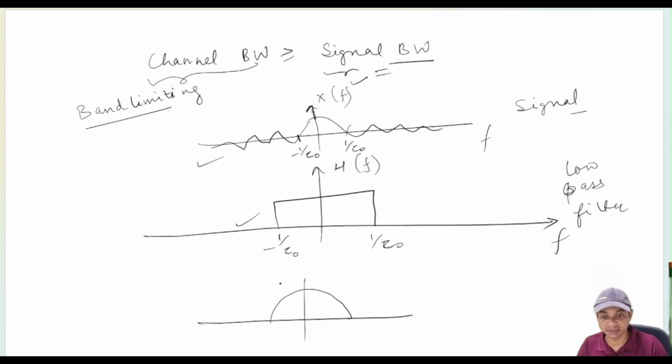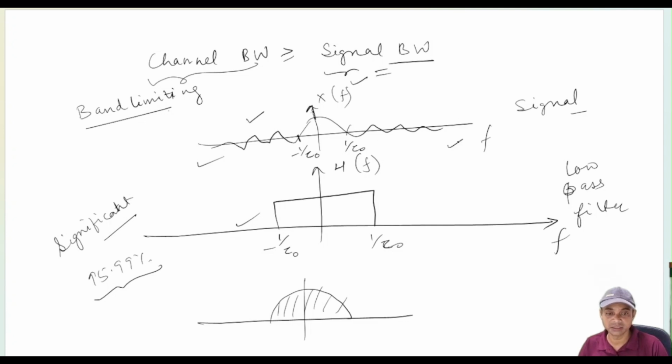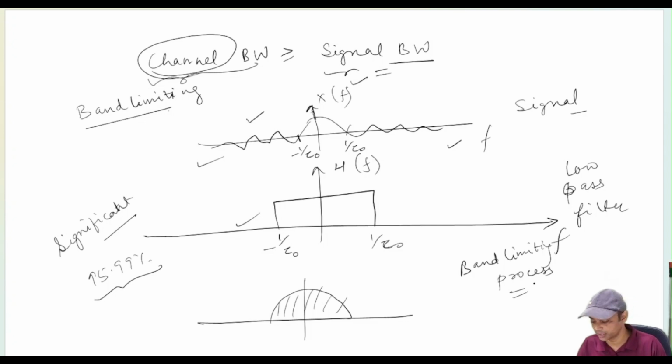This signal will contain approximately 95.99% of the power of the main signal. It contains all the significant frequencies. We have to remove the insignificant frequencies from the signal so that we can transmit it into the channel. This process is called the band limiting process. I hope it is clear now.